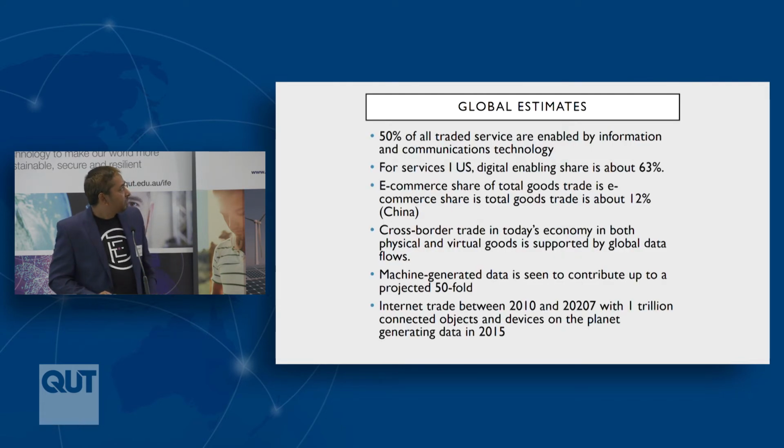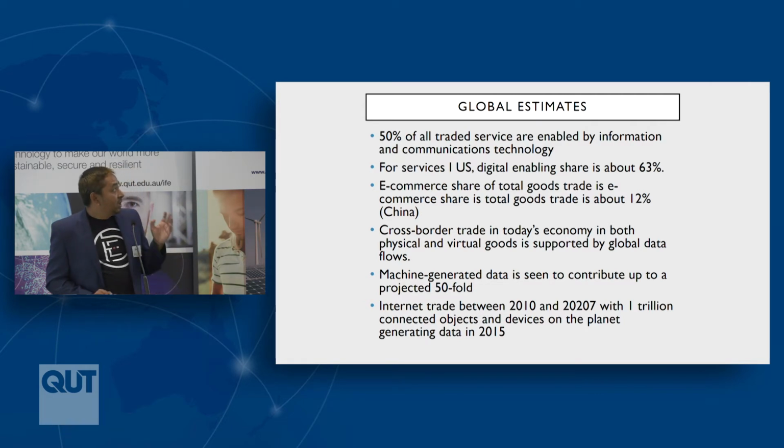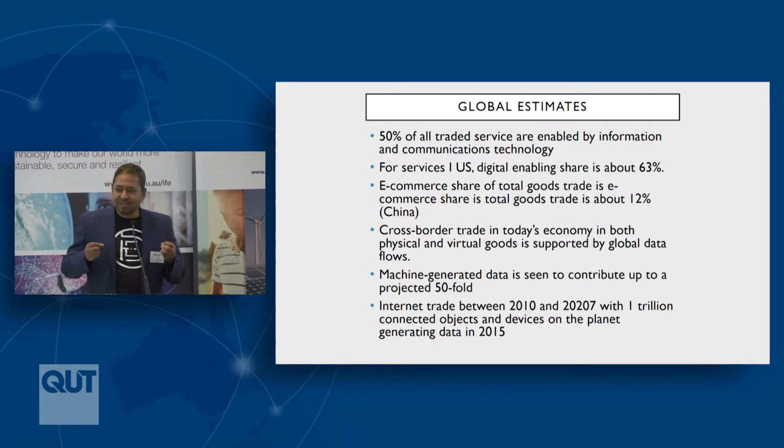So if we see the global estimates, 50% of the traded service are enabled by information and communication technology, right? So when you talk about the service, it is 50% digital. We need to capture that in our national statistics. For services in USA, the digital enabling share is 63%. The e-commerce share, when you talk about e-commerce, is only 12%.